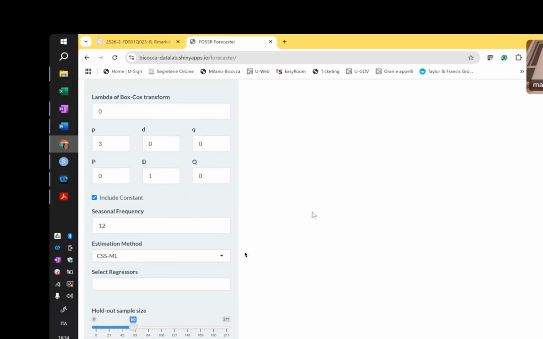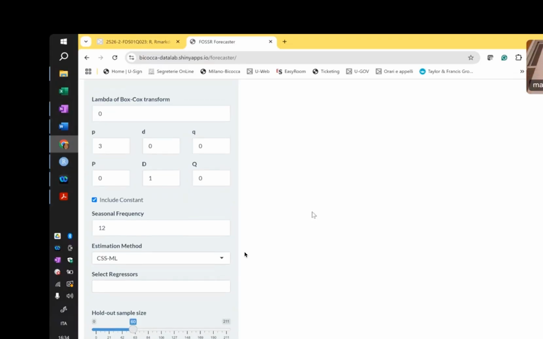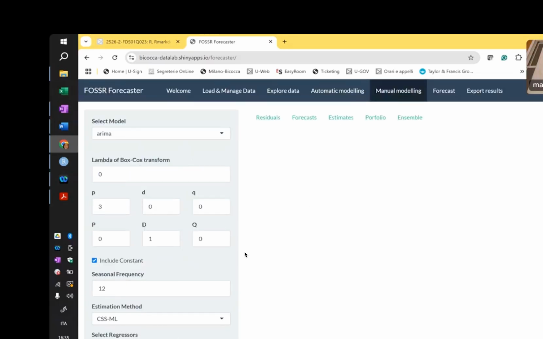Is that clear? What's this holdout? So I'm just throwing away the last 60 observations. I will train the model on the remaining ones, and we can also see the prediction, but the prediction is the final end of this modeling part. So you can press fit model to data.